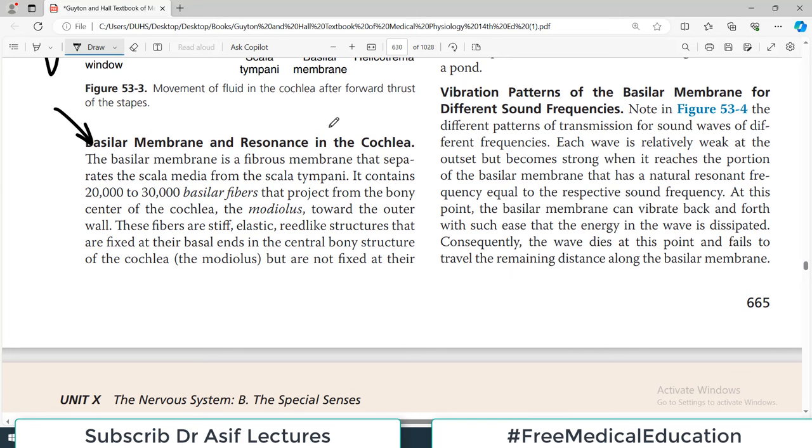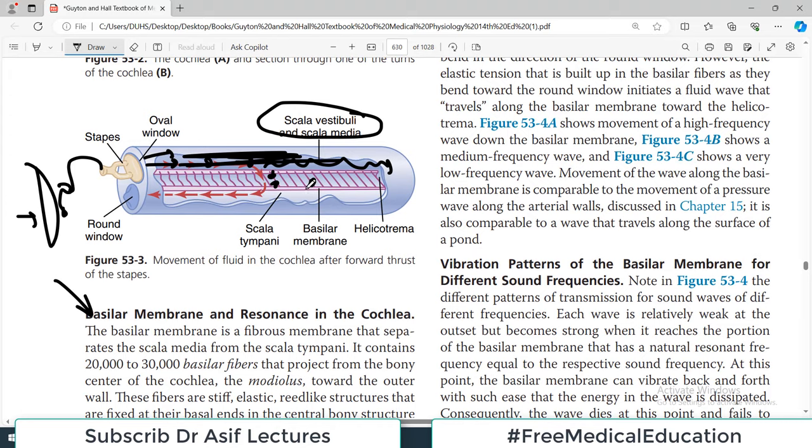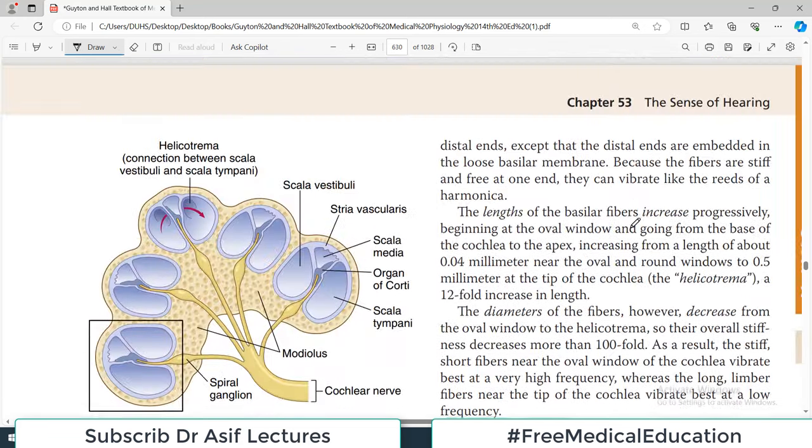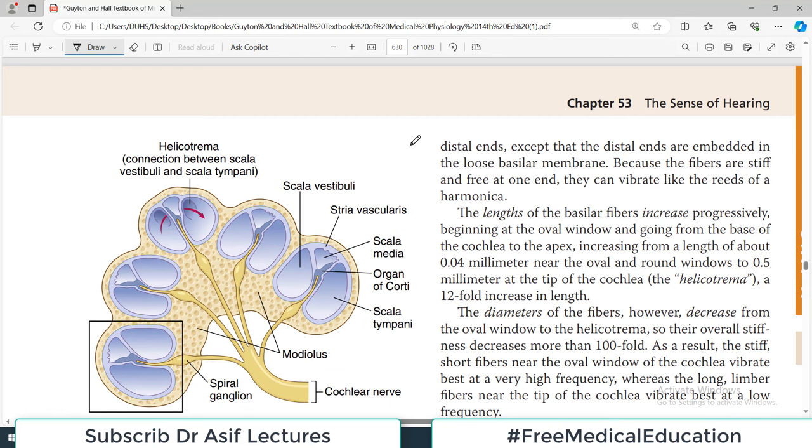Now about the basilar membrane, you should know a little detail, because that's the most important bit. The organ of Corti is present here. It's a fibrous membrane that separates the scala media from scala tympani. It contains 20,000 to 30,000 basilar fibers that project from the bony center of the cochlea, towards the outer wall. The fibers are stiff, elastic, reed-like structures and are fixed at the basal ends in the central bony structure of the cochlea, but are not fixed at their distal end, so they are somewhat like cilia.